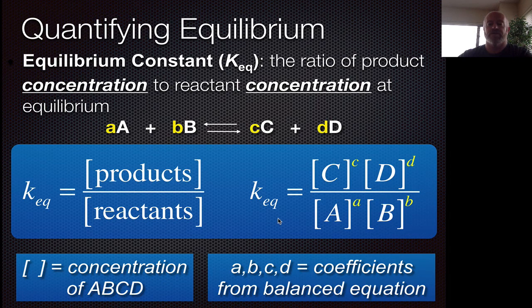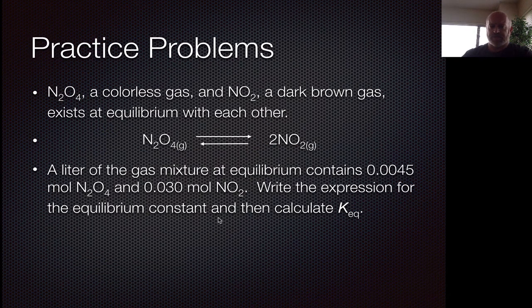Now, this brings us into our practice problems. This is where the video re-picked up and started talking about it. Here in our scenario, we have N2O4, a colorless gas, and N2O, a dark brown gas. They're at equilibrium with each other. In this case, we only have one reactant and one product.